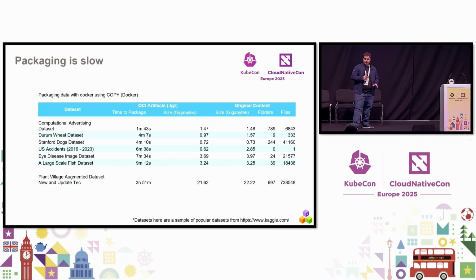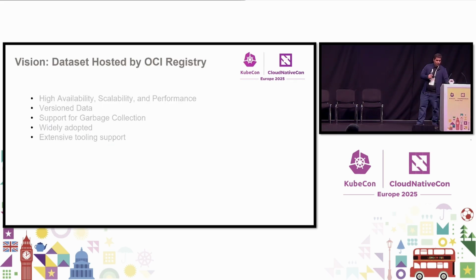So we can start to see that this is something that is maybe not ideal. So from here on, we've noticed that we've already solved a lot of the problems, but we have something to consider. So the registries provide high availability and scalability and performance. We have some measure of versioning data, and we can support data garbage collection natively.